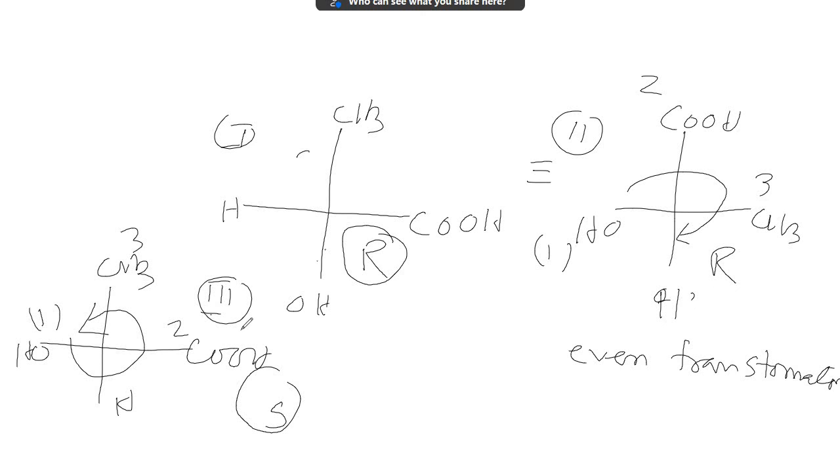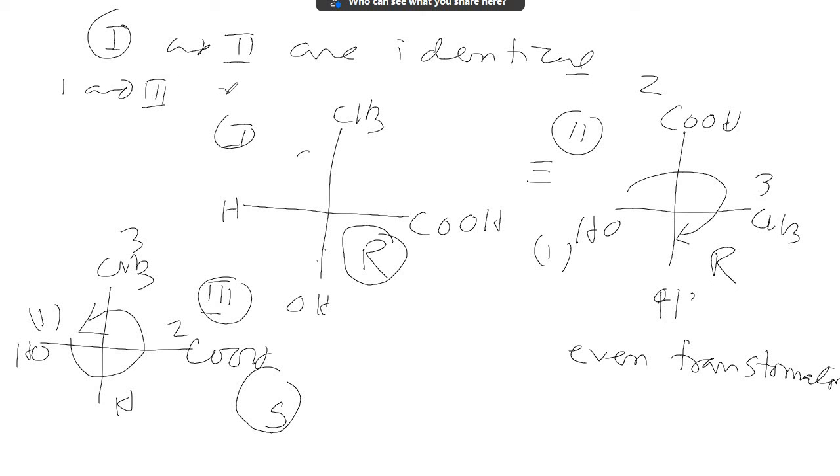All have the same name, 2-hydroxypropanoic acid. 1 and 2 are identical, and 1 and 3 are optical isomers. Is it clear?